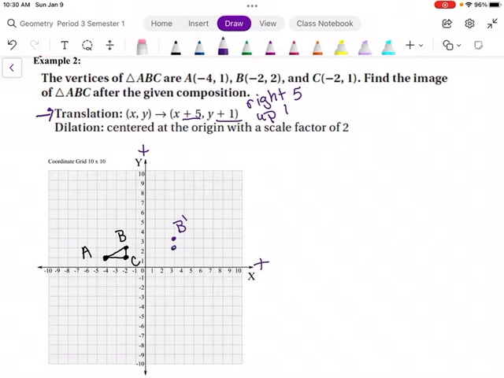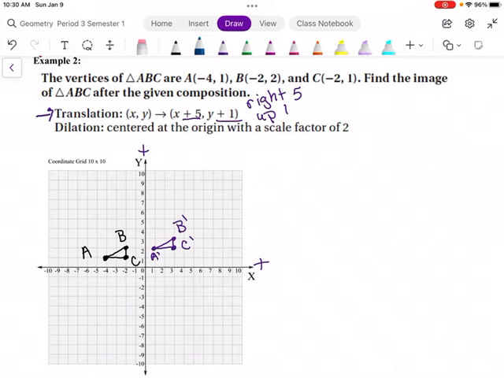And don't forget, when we label these ones, our prime marks. So A, B, C, all prime. There we go. So if your triangle isn't in the right spot, make sure you fix that before you move on to the next part.